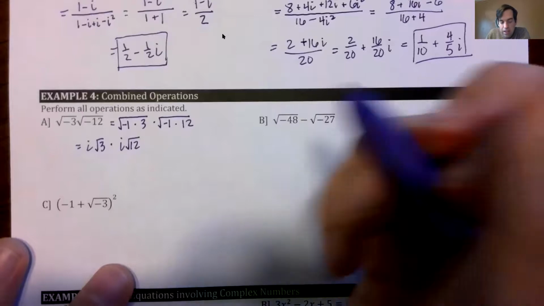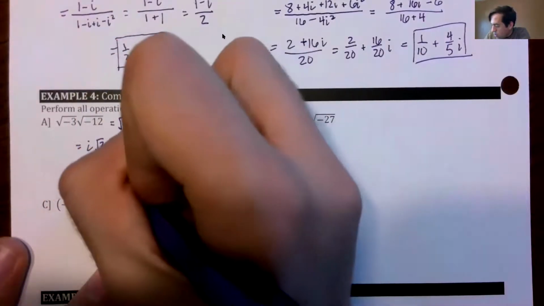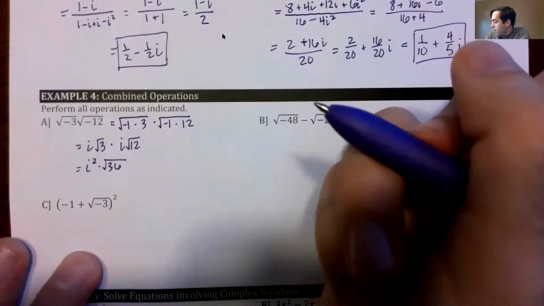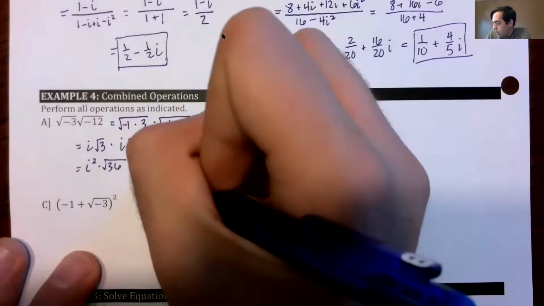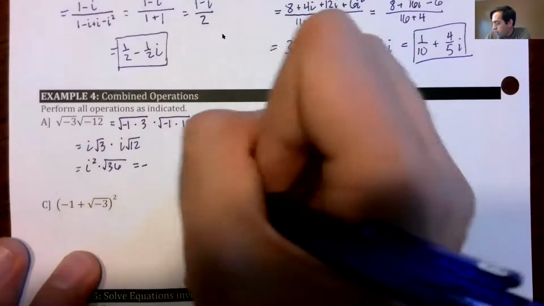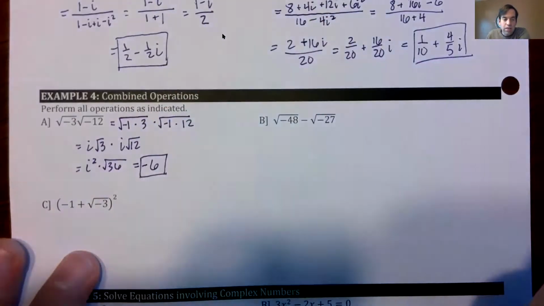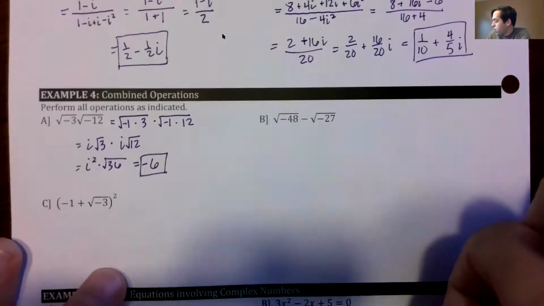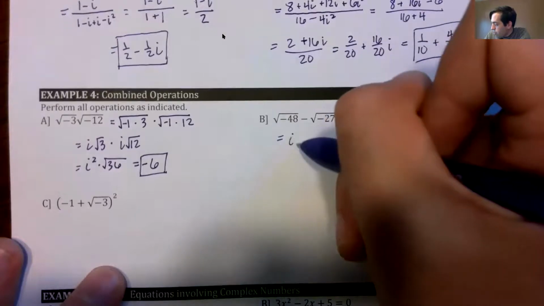This multiplies together now to get us i squared times the square root of 36. Now we can combine. And then let's see, i squared is negative 1. So we have the negative, and the square root of 36 is 6. So our answer is actually negative 6. All right, let's try letter B. In letter B, I'm going to pull out the negative first.